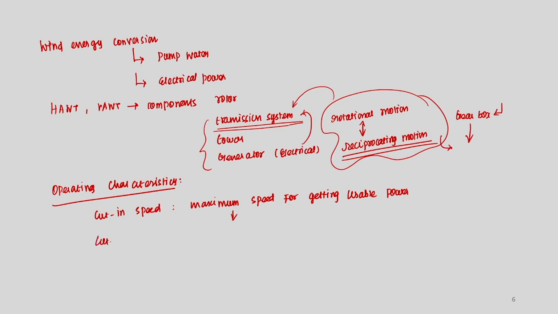And then cut-out speed. So, this is nothing but the wind speed at which the turbine shuts down. So, that means the wind speed is so high, your wind turbine will not be able to handle such speeds. So, in that case, to avoid the damage, the wind turbine has to shut down.